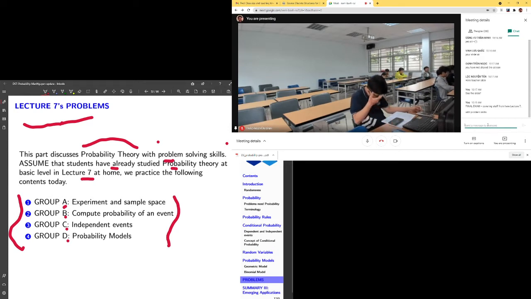Okay, so for groups, the first one we practice the experiment and sample space. The second group we learn the technique for computing the probability of some event. Then we practice the Bayes theorem and independent events. Finally, we see how we apply the probability models, I mean the Bernoulli, the geometric, and also the binomial as well.